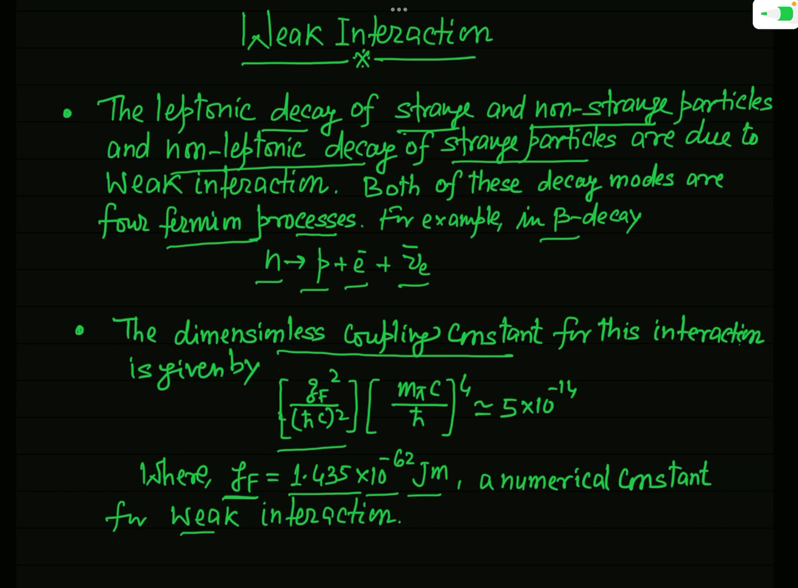Now, when you substitute the values of all quantities appearing in this expression, where m pi is the mass of a pion, then after simplification we get the value of this coupling constant, which is equal to 5 times 10 to the power minus 14. As you can see, this coupling constant is very small, negligibly small, and that's why this weak interaction is weak in the real sense. It is not as strong as electromagnetic interaction or strong interaction, but in comparison to those two interactions, it is weaker.